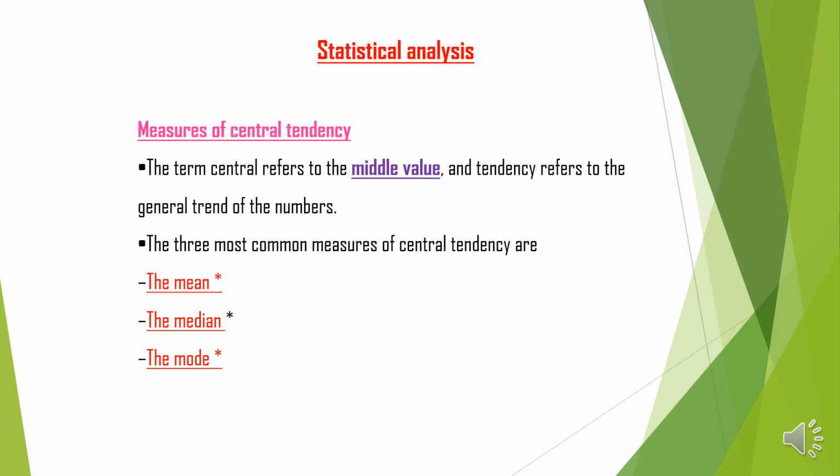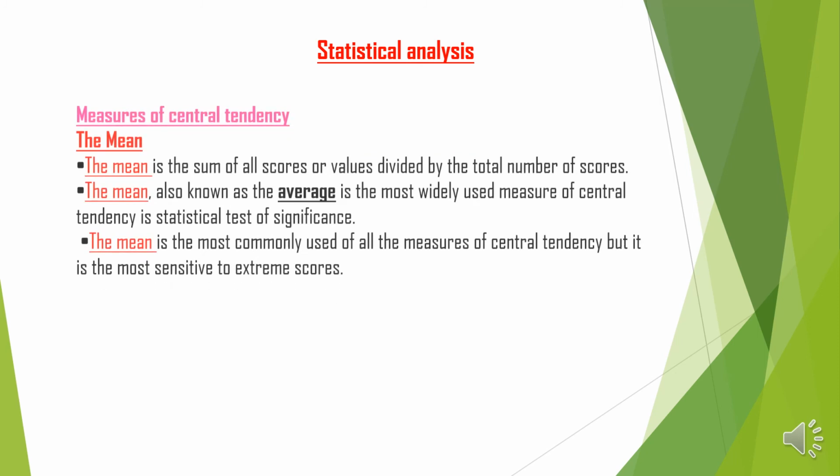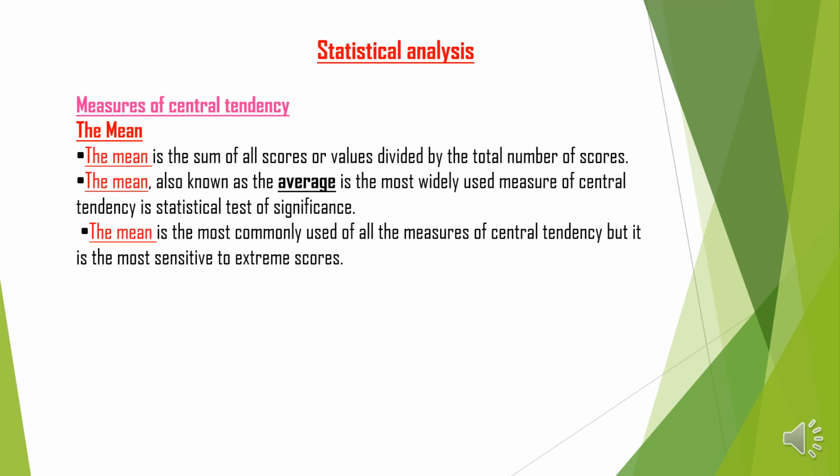The three most common measures of central tendency are the mean, median, and mode. Let's start with the mean. The mean is the sum divided by the total number. I think all of us are familiar with the mean. Collect all the data elements you have and divide them by the total number of them. We also call it the average. The mean is the most commonly used of all measures of central tendency, but it has a problem, which is that it's most sensitive to extreme scores.